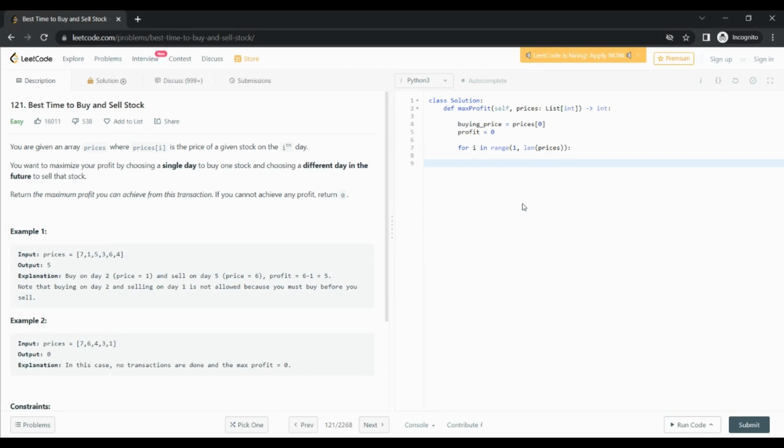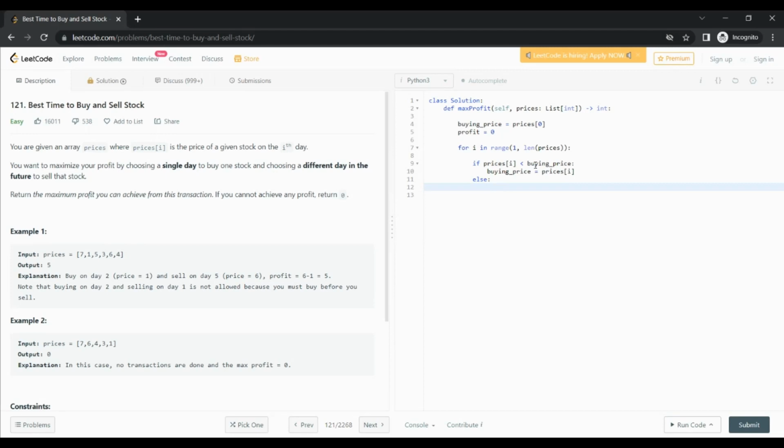Awesome. Then again, as we discussed, we have to see if we can update the buying price, if the buying price gets lower. So in order to do that, we have a check where we do if prices at i is less than the buying price. If it is less than the buying price, then we can update the buying price to be prices at i. If it isn't, that means we would be encountering a profit.